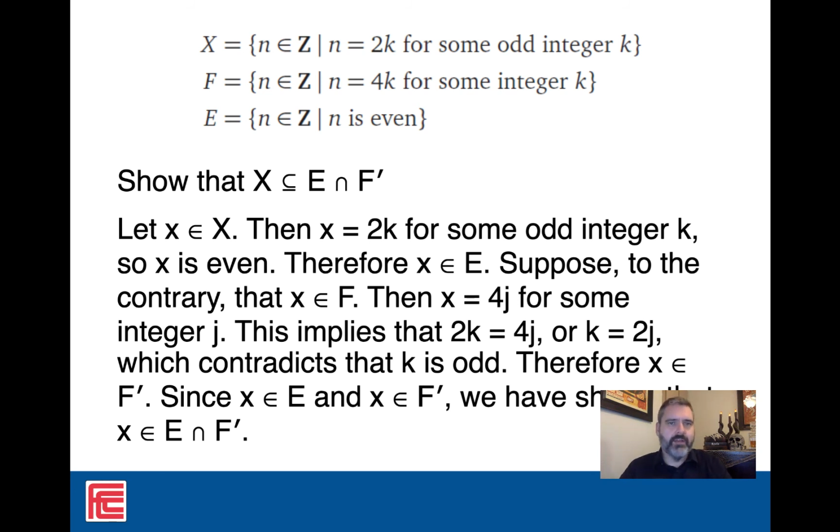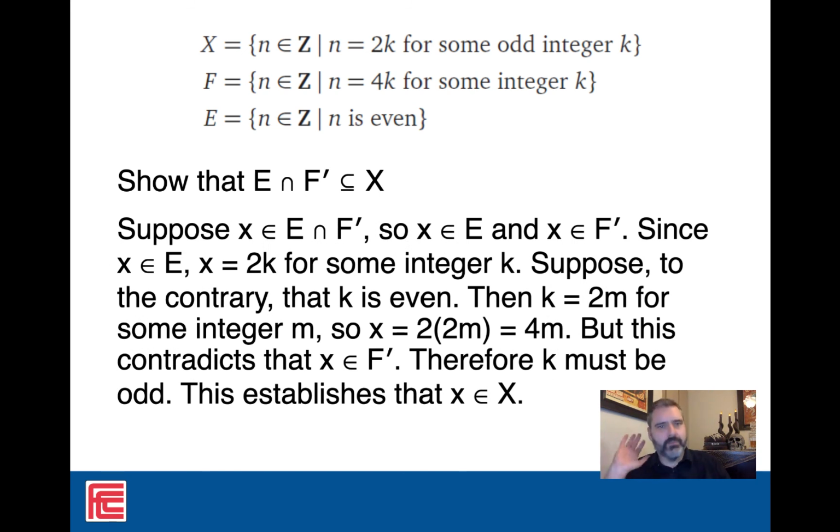One implication down. If an element is in X, we know that it is in the intersection of E and the complement of F. Let's go the other direction. If an element is in the intersection of E and the complement of F, does that imply that you're a member of X? So we can assume the first, that x is in that intersection. So then x is an element of E, and x is an element of the complement of F.